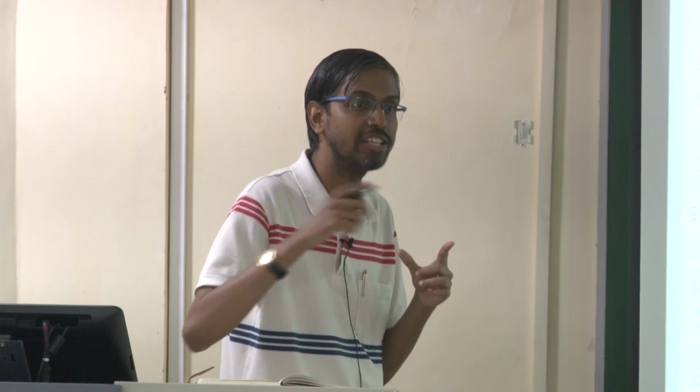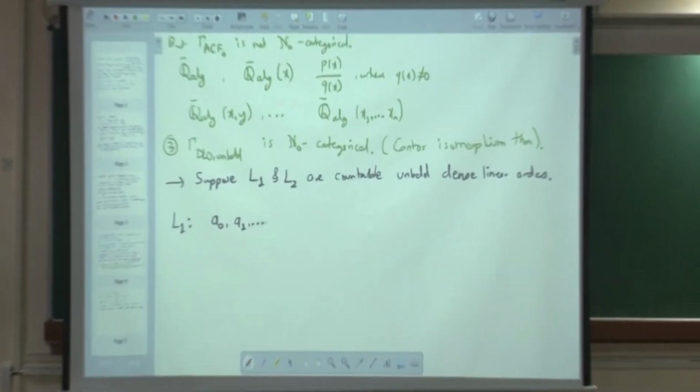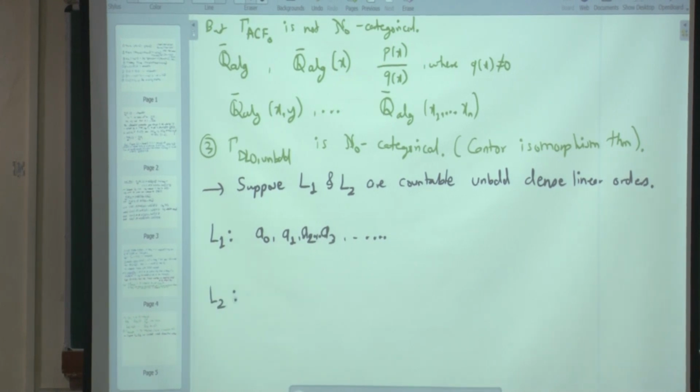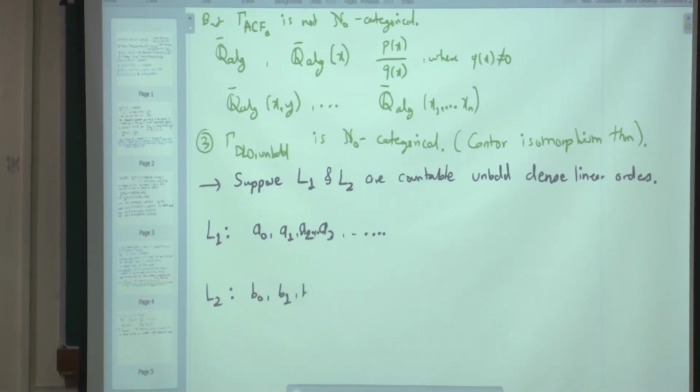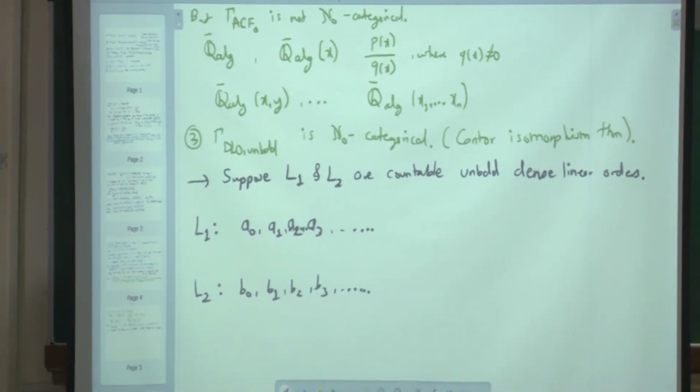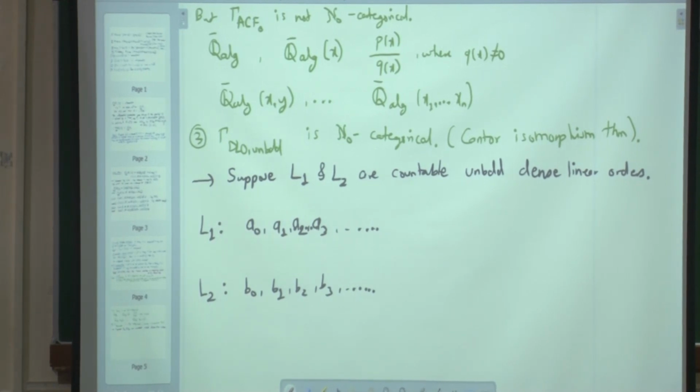What does countability entail? That there is a bijection with natural numbers, which means that we can list all the elements. So L1 I am going to list as A0, A1, A2, A3 and so on. Then L2 I am going to list as B0, B1, B2, B3 and so on. Now I am going to construct a bijection between these two.